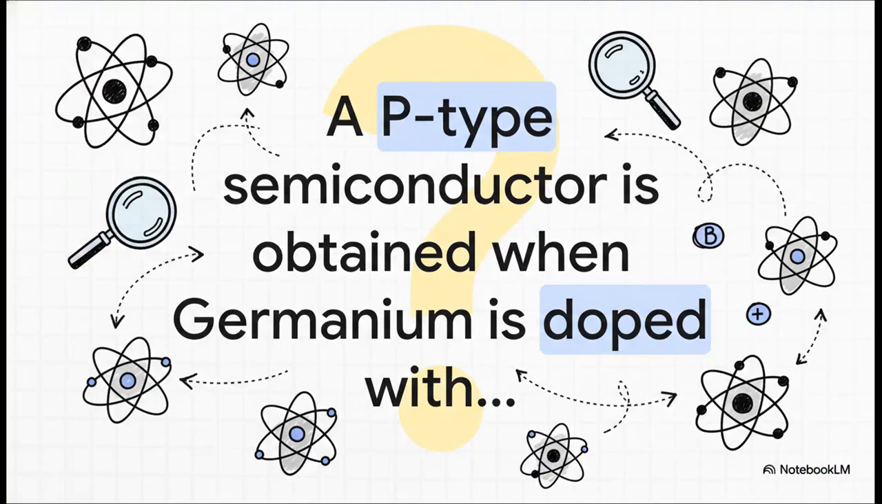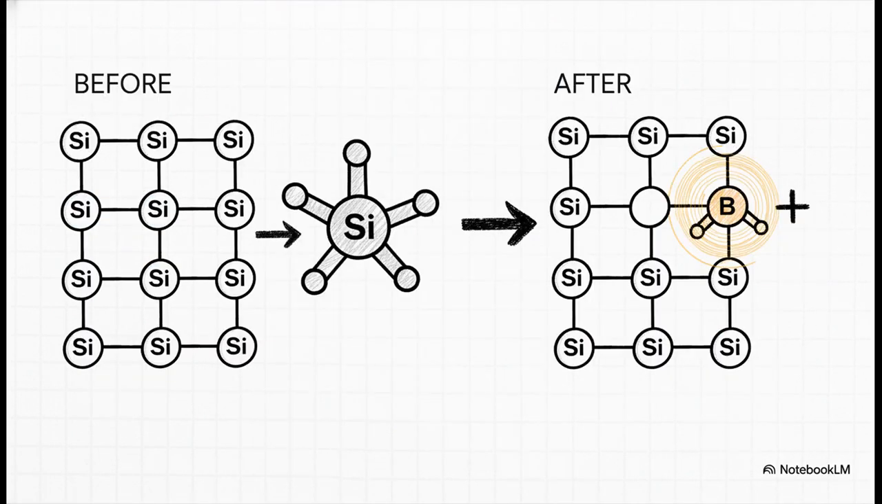Here we go. A super common bread and butter question. They're asking how to make a P-type semiconductor using germanium. So what's the first thing you should think? P-type means positive, means we need holes. So how do we create holes? What kind of impurity are we looking for? And boom, the answer is boron.